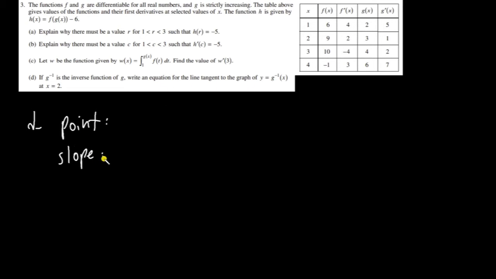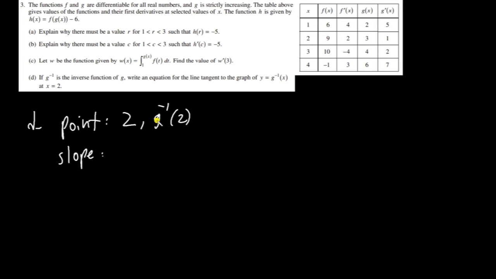Okay, you need to find a point to write the tangent line, and you need to find the slope. Okay, so since they want the tangent line at x equals 2, our point is going to be 2, comma, and we have to plug in 2 into here to get the y value, right? It's going to be g inverse of 2. Okay, so this is the point.